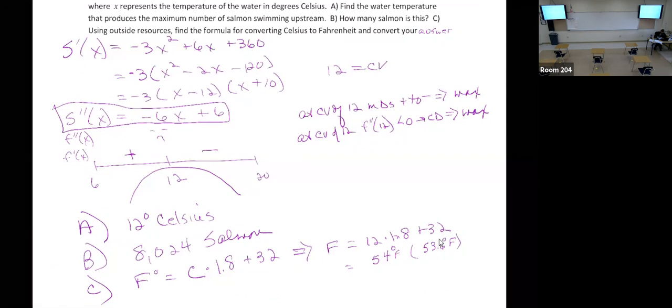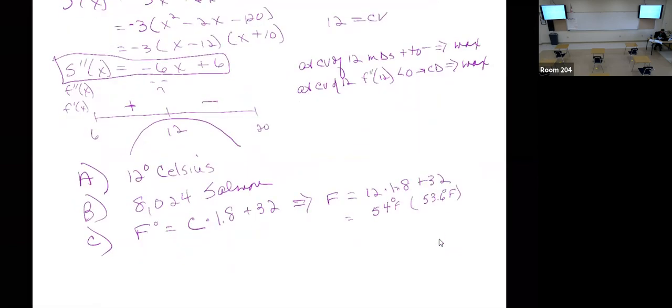Okay, then write your critical value statement: critical value of 12, the slope changes from positive to negative, it yields the max. At the critical value of 12, the second derivative evaluated at 12 is less than zero, and therefore it's concave down, which gives me a max as well. The temperature was 12 degrees, the number of salmon coming up the river is 8,024, and changing the temperature to Fahrenheit gives me a temperature of 54 degrees. So it's pretty cool water that they're coming up in.